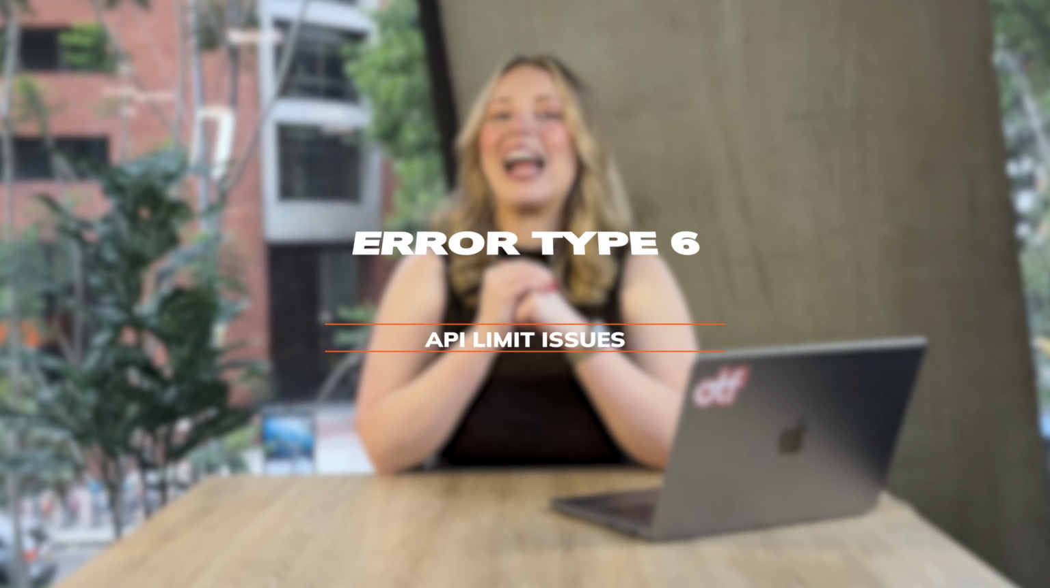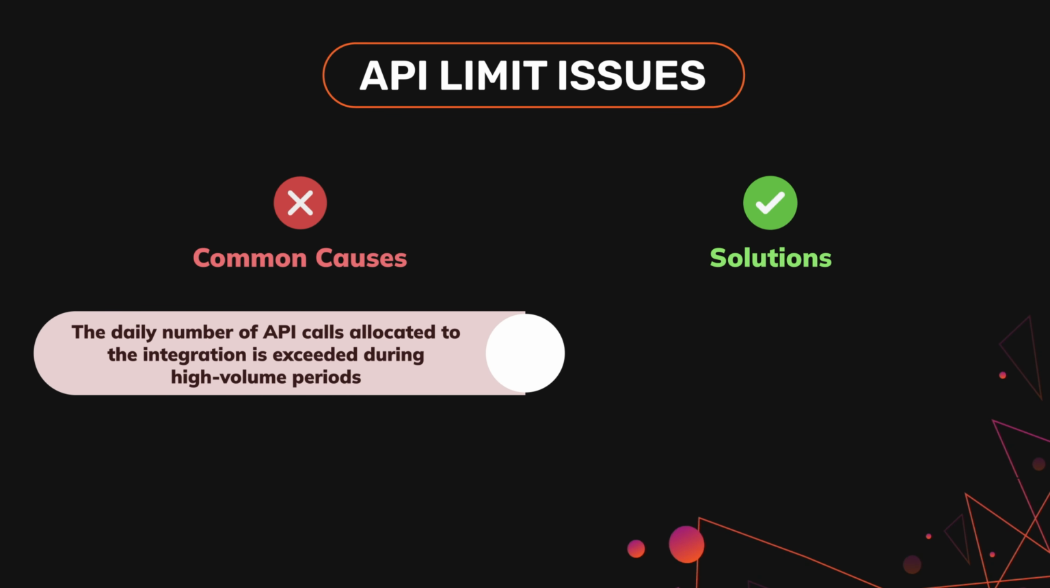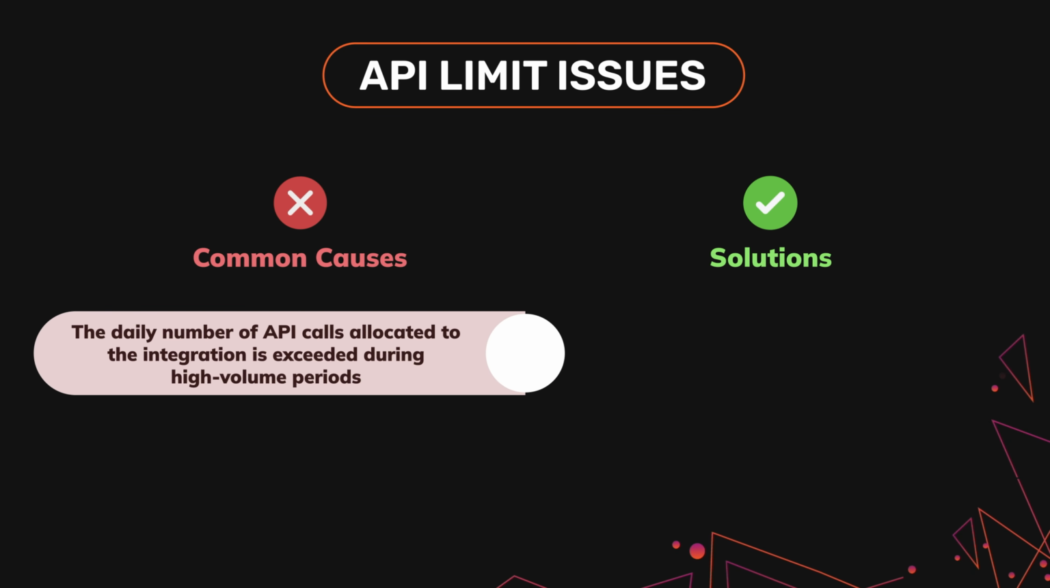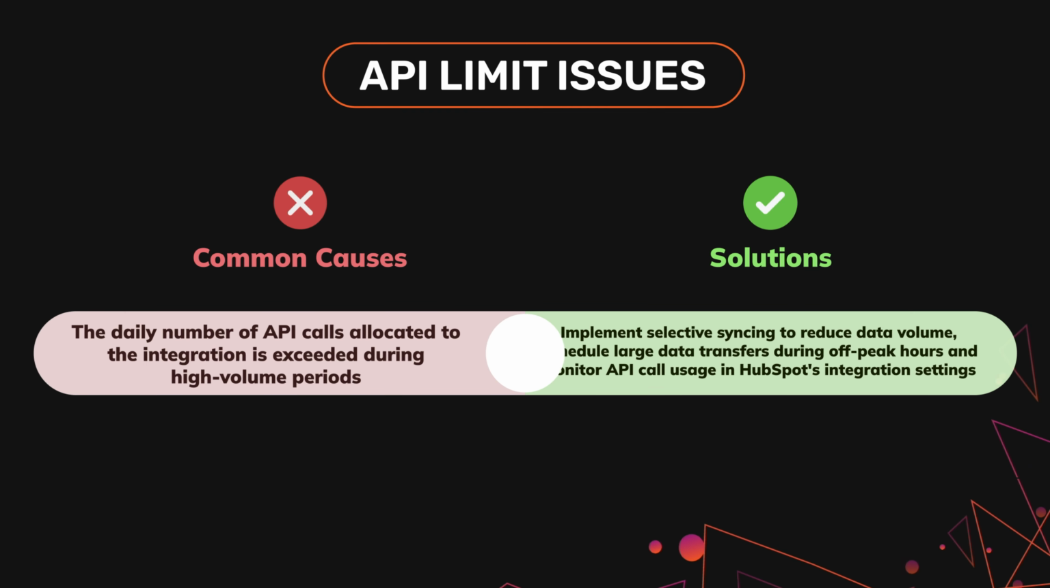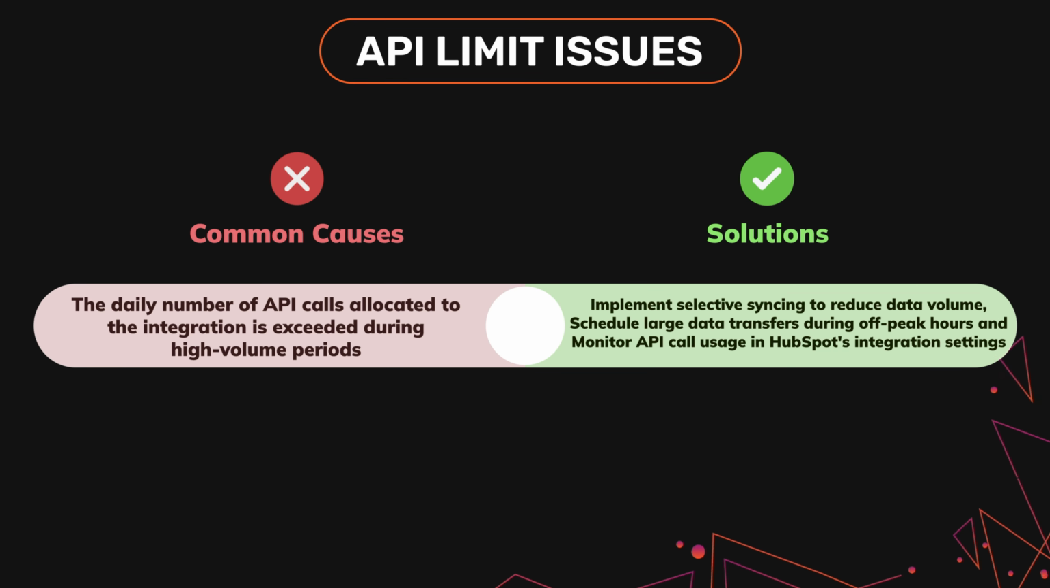Error type 6, API limit issues. Common causes are the daily number of API calls allocated to the integration is exceeded during high volume periods. Solutions are to implement selective syncing to reduce data volume, to schedule large data transfers during off-peak hours, and monitor API call usage in HubSpot's integration settings.